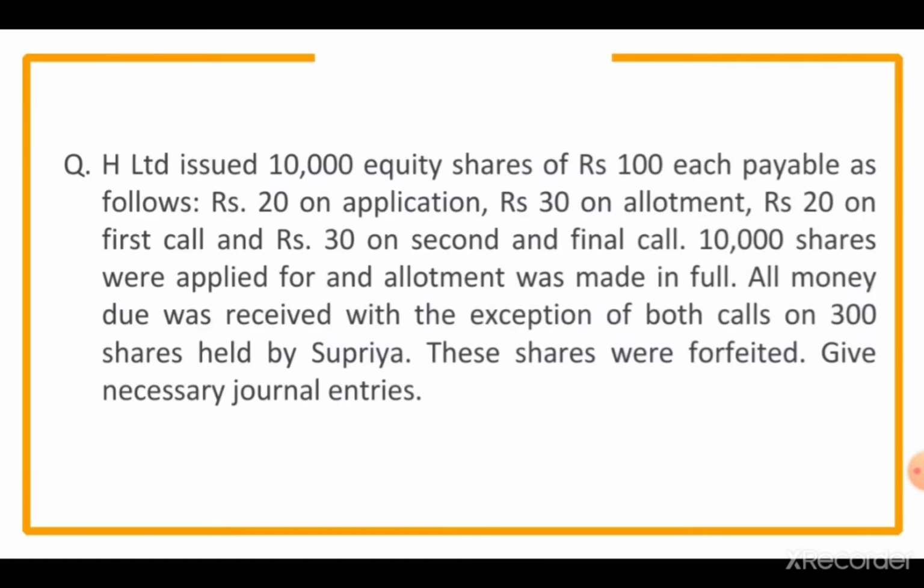So let's look at a small problem. H Limited issued 10,000 equity shares of rupees 100 each, payable as rupees 20 on application, rupees 30 on allotment, rupees 20 on first call, and rupees 30 on second and final call. Further, 10,000 shares were applied for and allotment was made in full. All money due was received with the exception of both calls on 300 shares held by Supriya. These shares were forfeited. Give the necessary journal entries.